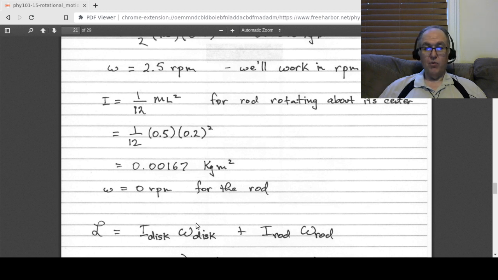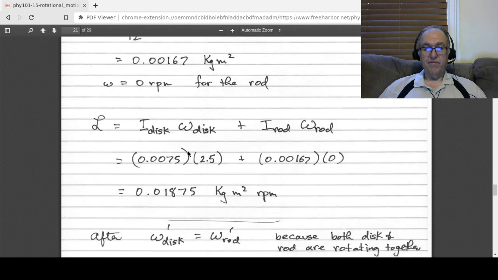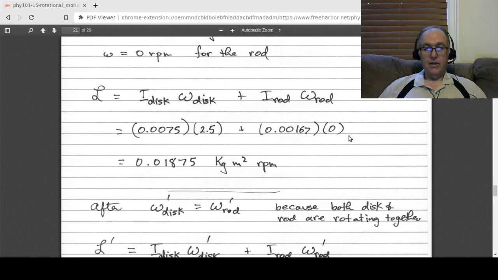Okay, and the rod is not rotating initially, so it has an angular velocity of 0 RPM. And so if we put this all together, we find that the rod has no contribution to the angular momentum before, and it's all coming from the disk. The disk, you multiply I times omega for the disk, and we get 0.01875 kilogram meters squared RPM. Funny units, but that's okay. The RPMs will cancel out.